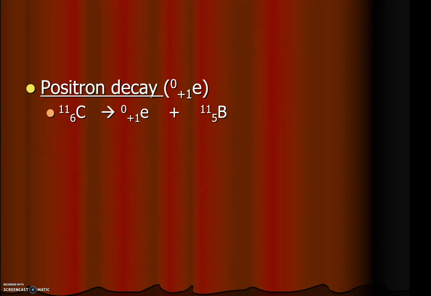Okay. Positron decay is giving off a positron. If we look, we have 6 here, and plus 1 and 5 is 6. We have 11 here, and 0 and 11. Okay. And then we have K capture, or electron capture.